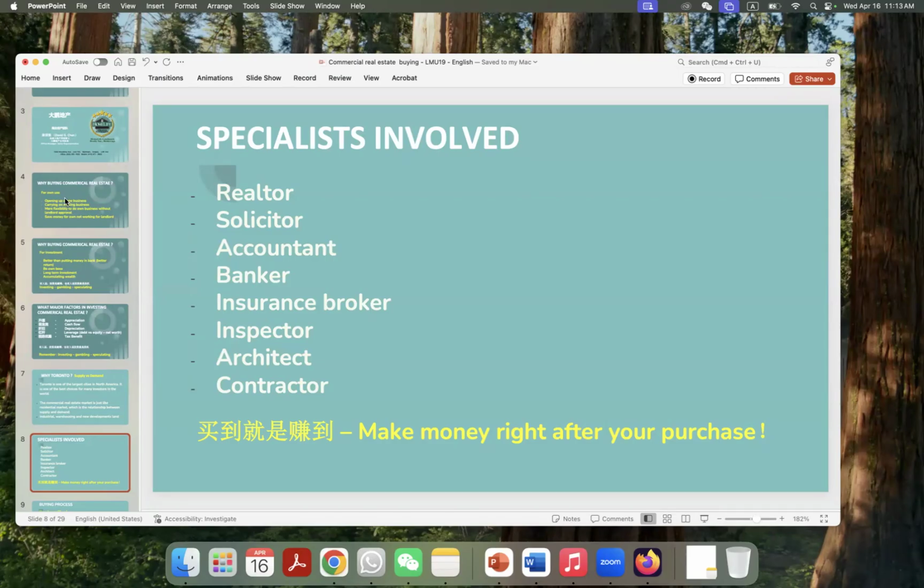Again, you maybe need an architect, you need a planner, you need a lot of other specialists to do that. And of course, when you buy a commercial property, say for an end user or whatever, you need a contractor to do leasehold improvements, you need renovation. So those kinds of things, you need a lot of people around you, not only yourself, all right?